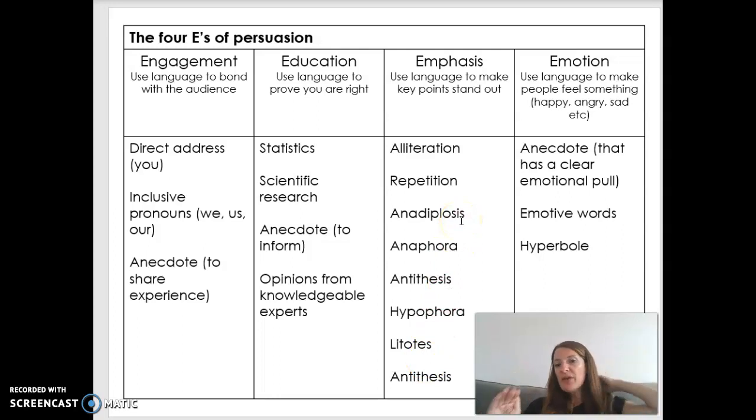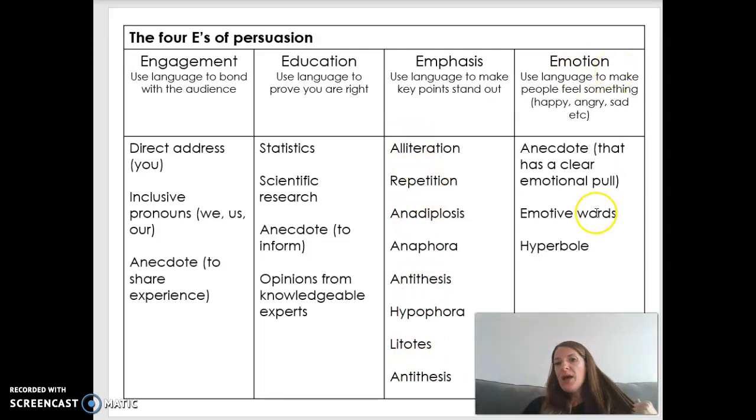So it's not about thinking, oh, I must use these techniques. It's about going through your speech line by line, highlighting the lines that you think, I really want that line to stand out, and then thinking, which of these techniques could I use to add that emphasis?